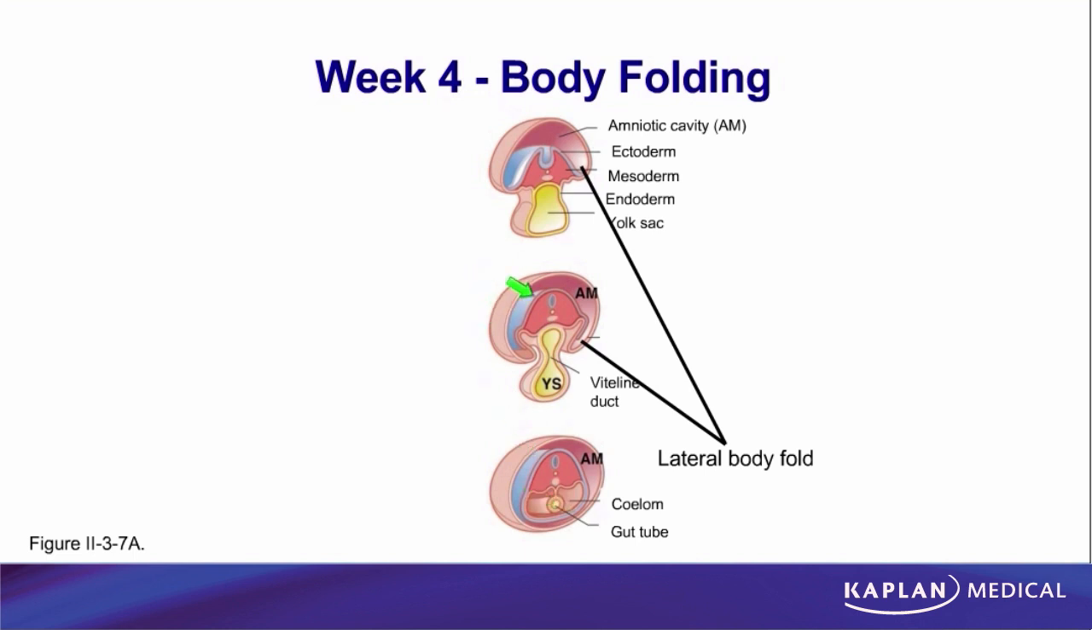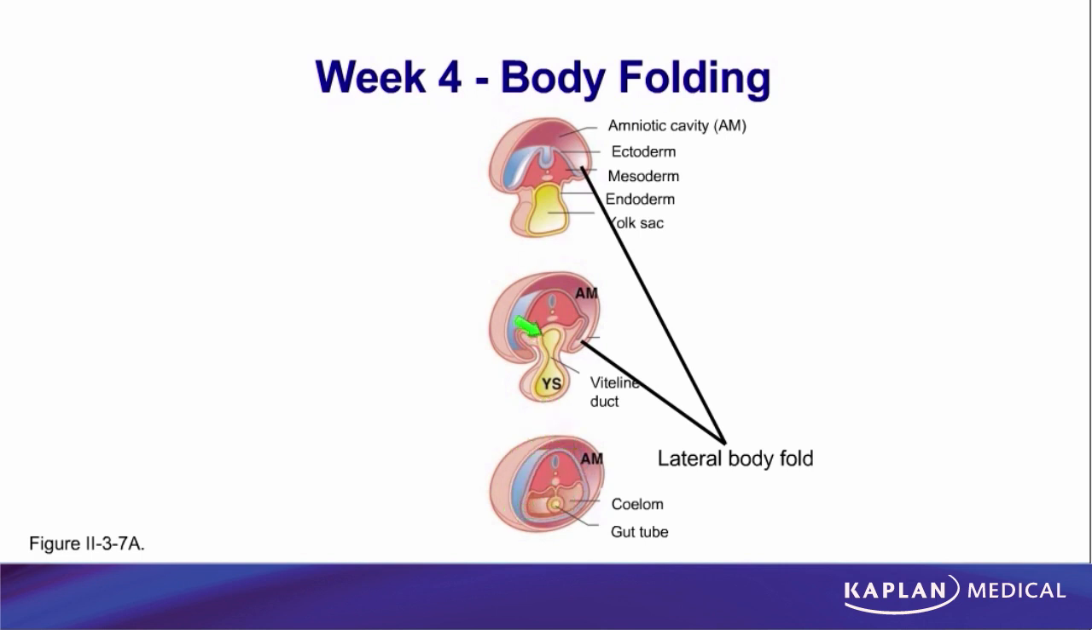What had been the upper layer of ectoderm will end up becoming the outer layer of ectoderm, surrounding everything. So the epidermis of our skin is completely surrounding the embryo.